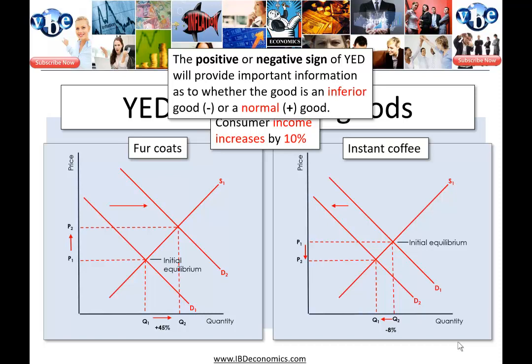between income and demand. So this means that the positive or negative sign of our YED coefficient, which we'll learn how to calculate very, very soon, is going to provide important information as to whether the good is inferior or normal. If it's inferior, our coefficient that we calculate will come out negative, and if it's a normal good, it will come out positive.